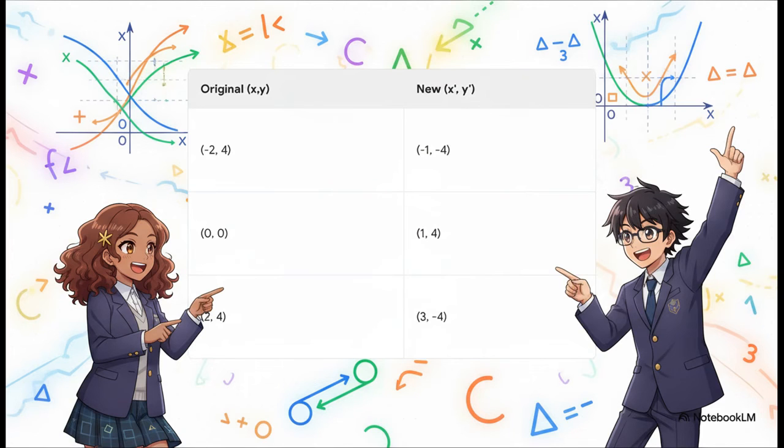The new x is just -2 plus 1, which is -1. The new y is -2 times 4, which is -8, and then plus 4, which is -4. So our new point is (-1, -4). See that? There was no guessing, no mental juggling. It was just simple arithmetic. It's totally methodical and pretty much error-proof.